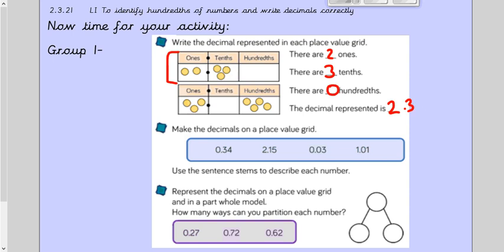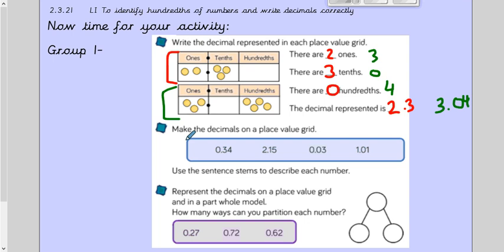The second one, I'll do in green, Christmassy colours. There are 3 ones this time, 0 tenths and 4 hundredths. So therefore that time it would be 3.04, okay, because there are no tenths that time, but just hundredths.